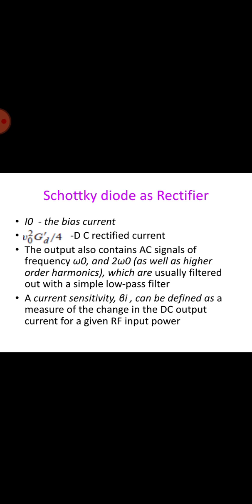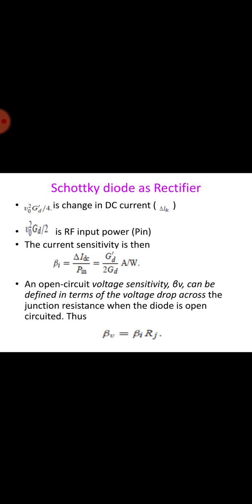The output also contains AC signals of the frequency omega naught and 2 omega naught, which are usually filtered out with a simple low pass filter. A current sensitivity beta I can be defined as a measure of the change in the DC output current for a given RF input power. Here the V0 squared into GD dash by 4 is the change in DC current, and V0 squared into GD by 2 is the RF input power.